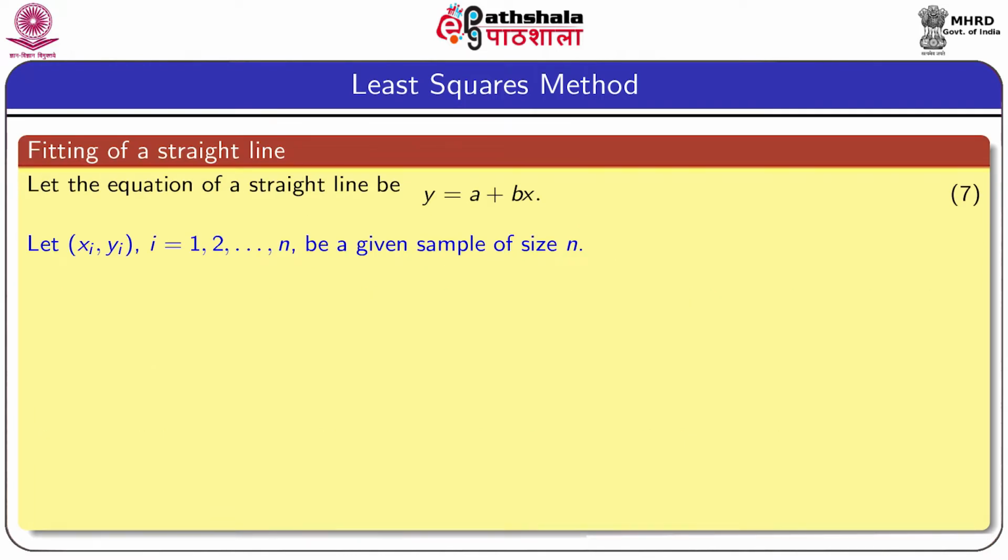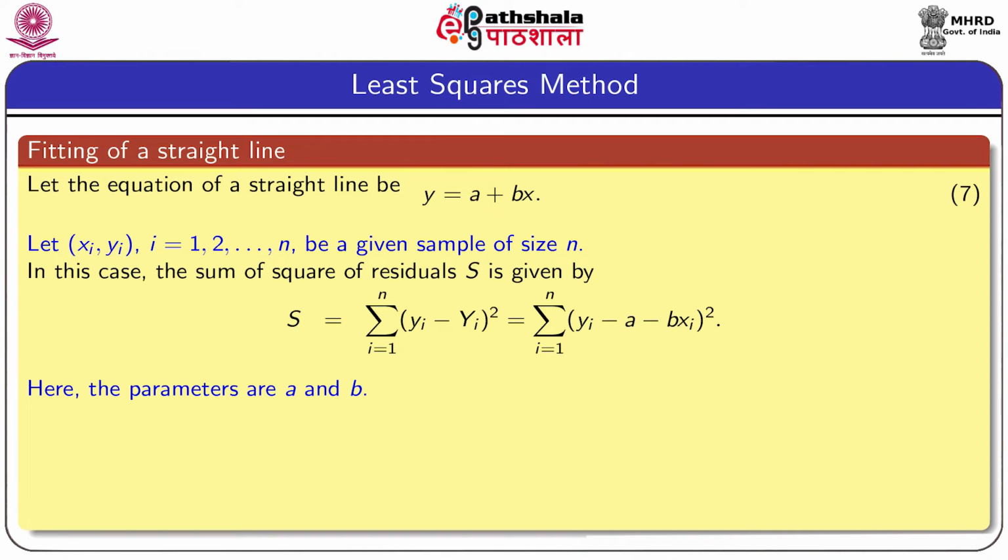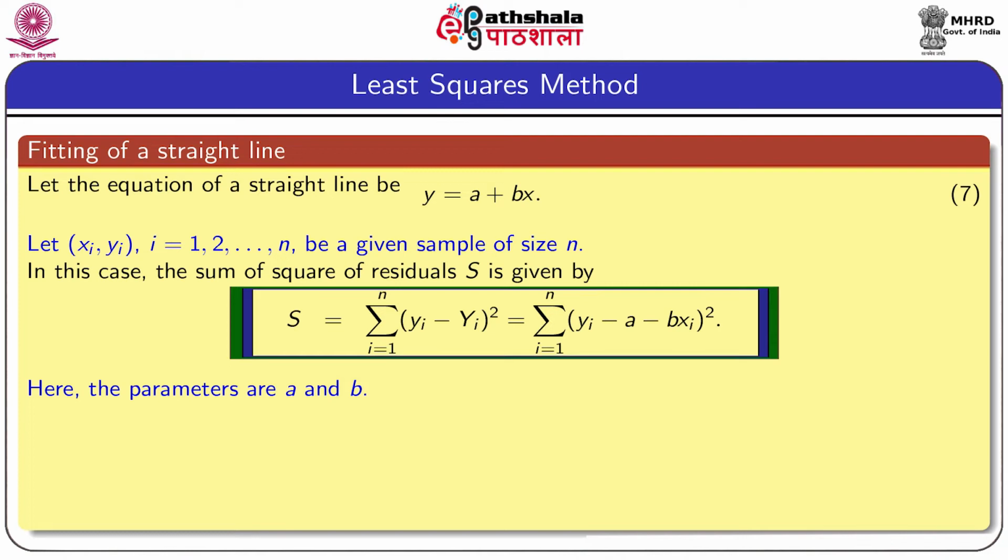Now let us consider a simple case of the general least square method. Here you consider a straight line y equal to a plus bx. Let (xi, yi), i equal to 1 to n, be a given sample of size n. In this case, the sum of square of residual s is given by s equal to summation (yi minus Yi) whole to the power 2, equal to summation over i equal to 1 to n (yi minus a minus bxi) whole to the power 2.